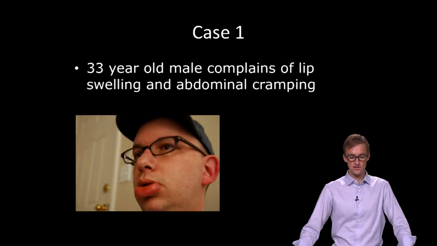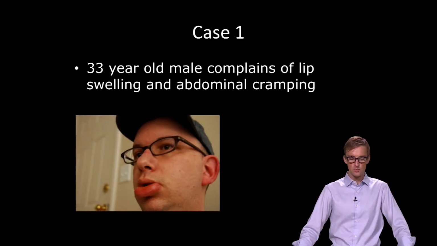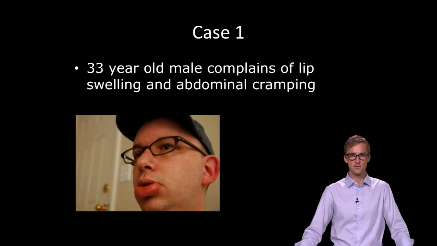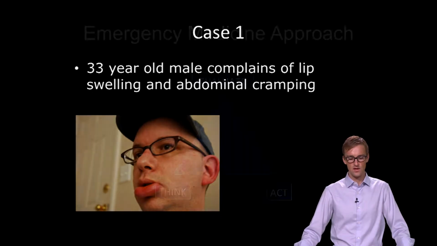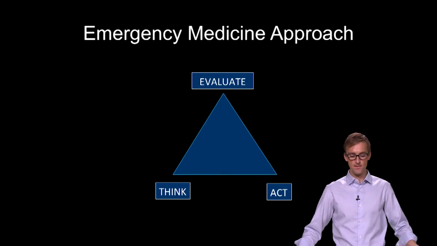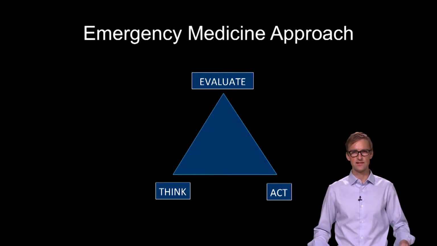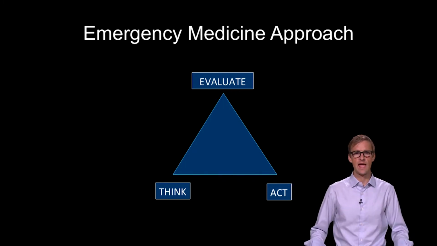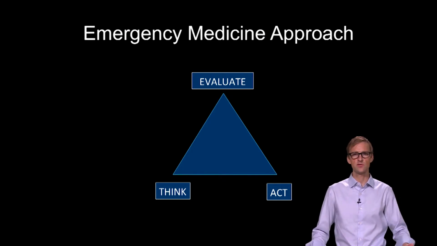So our patient is a 33-year-old male who complains of lip swelling and abdominal cramping. At times, we have the luxury of time to evaluate, think, and act in a linear fashion. However, in emergency medicine, often these items happen in any order and often all at once. So with this patient, as we're meeting him, we're thinking about possible causes of his symptoms and we're immediately determining the most appropriate initial actions.